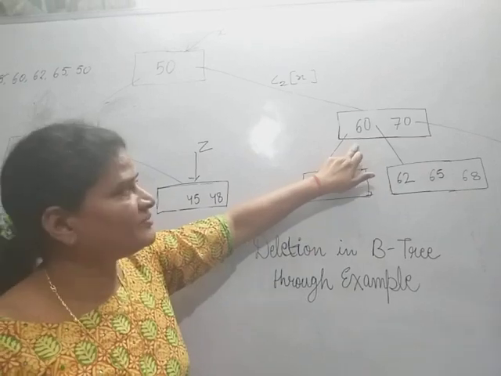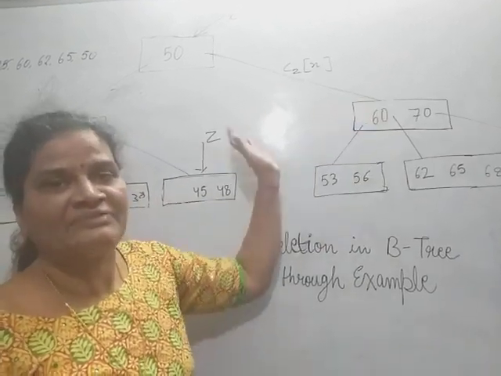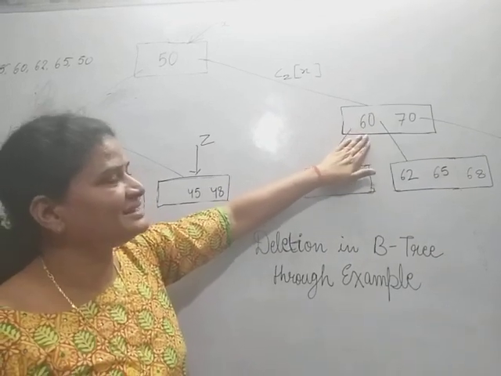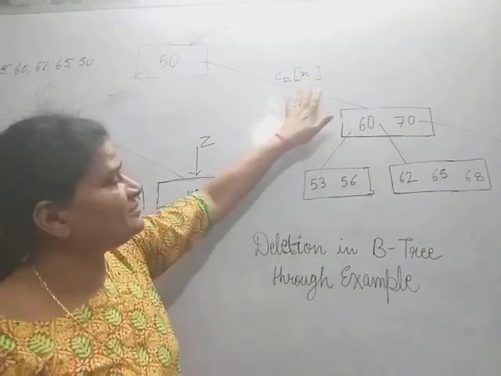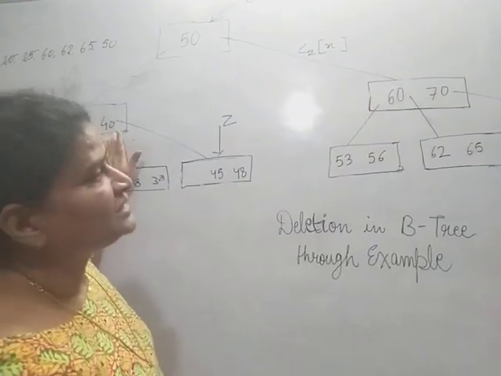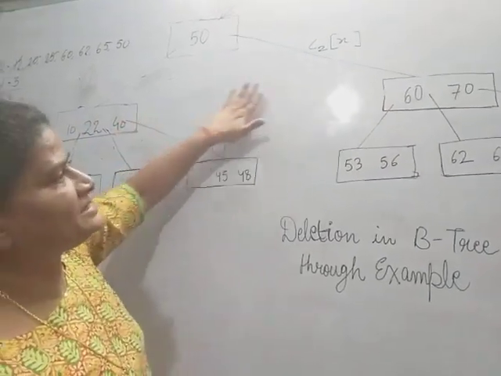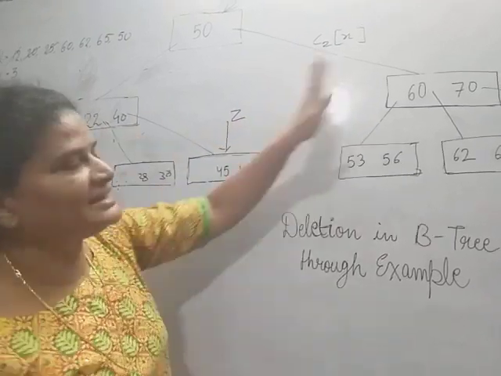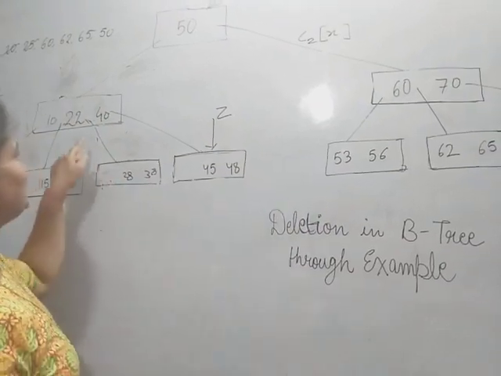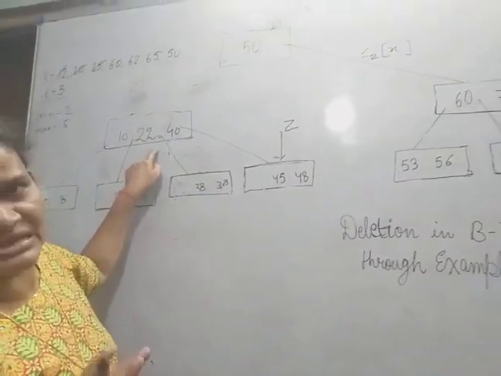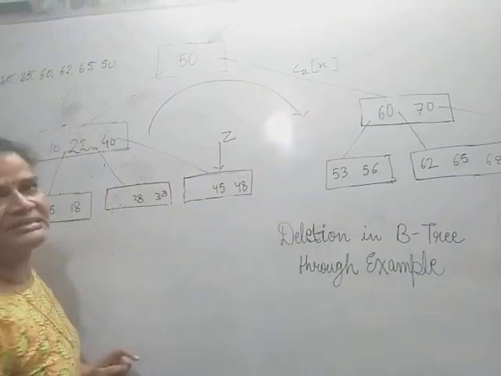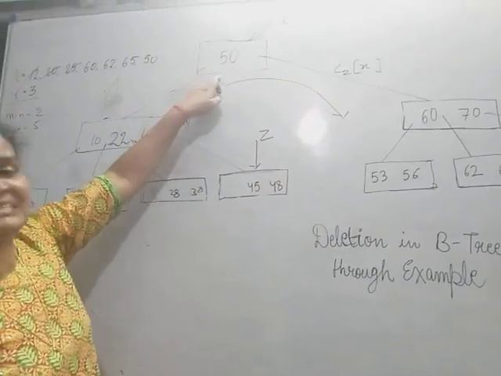So what we check is its immediate left sibling or right sibling. Its immediate left sibling is this one, and the right sibling doesn't exist because this is the rightmost node. The left sibling contains t number of keys, so we perform this type of rotation. This is the second case.